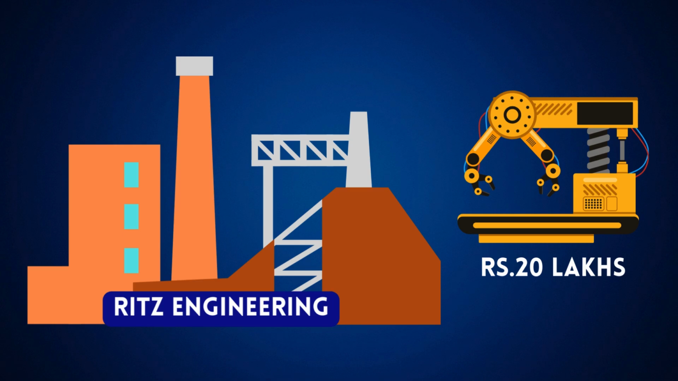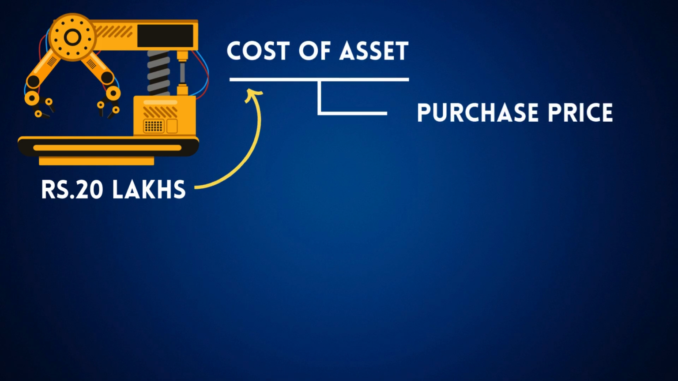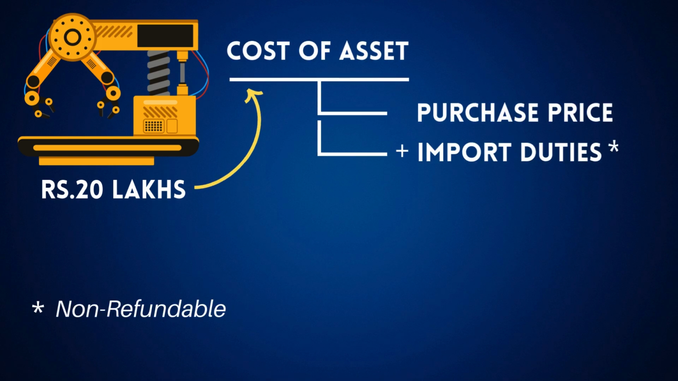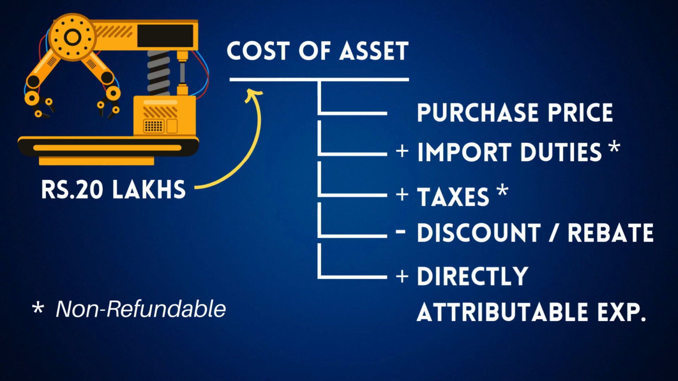What does that mean? Cost of an asset includes the purchase price, non-refundable import duties and purchase taxes after deducting trade discounts and rebates, and all directly attributable expenses like transportation, installation, commissioning, testing, trial run, etc., which are necessary to bring the asset to its intended use.